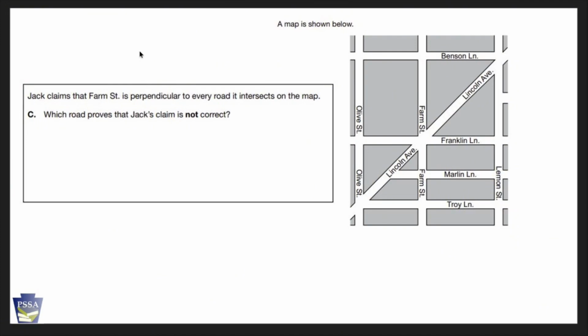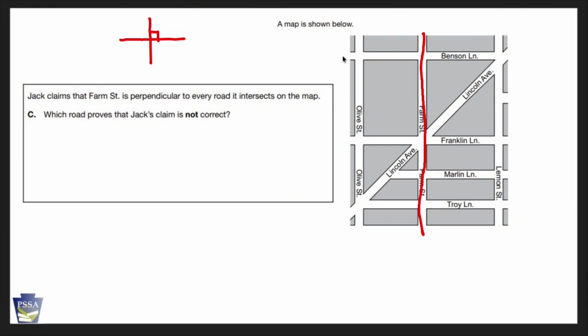What does perpendicular mean? Well, perpendicular means if you were to have a line, it's going to create a perfect cross, like a plus sign or the letter T. And you're going to have 90 degrees everywhere. So let's find Farm Street. Here's Farm Street. Jack claims that this is perpendicular to every road it intersects. Which road proves that Jack's claim is not correct?